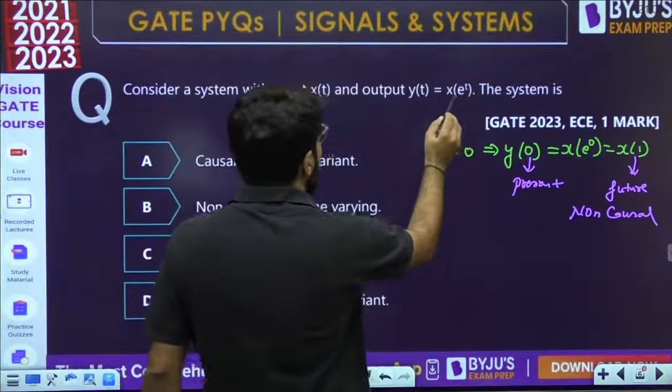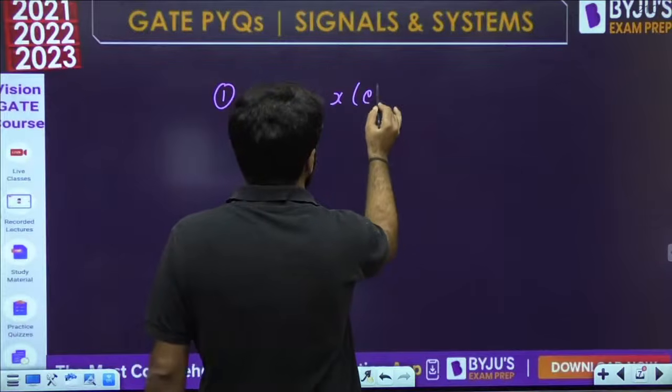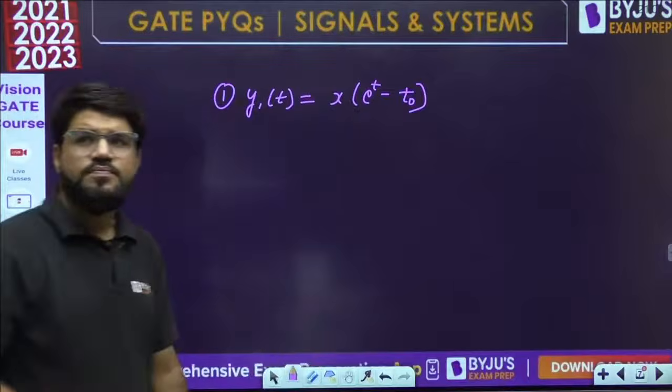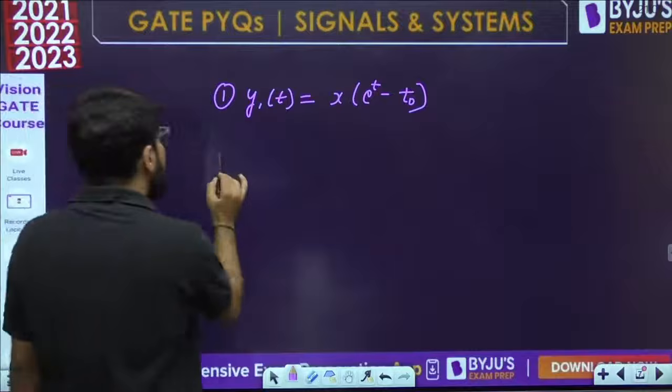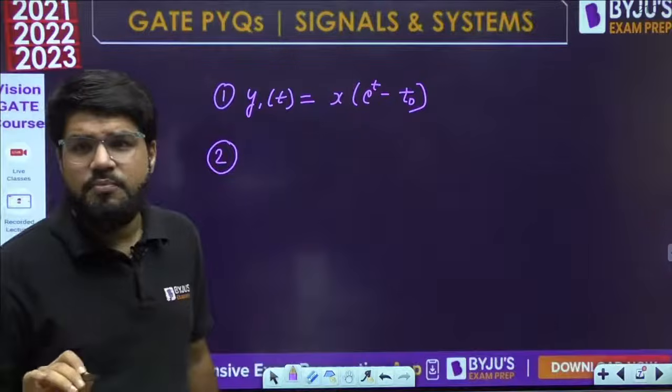The input is x(e^t). The relation is x(e^t). If I delay the input, it should be looking like e^(t minus some delay t0). So I have shifted the input by t0, I have delayed the input by t0.